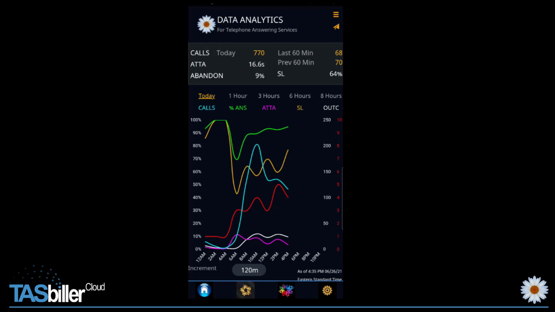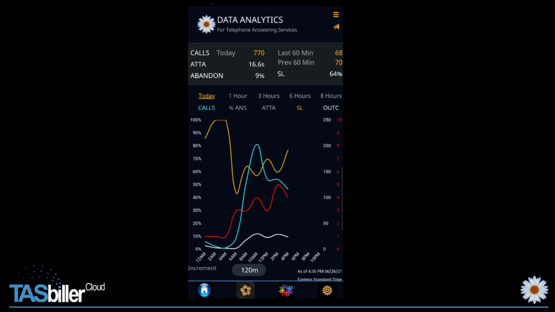If this is too much spaghetti going on here for you, you can turn off these lines. These rows slide back and forth. So if you want to turn off, say, percent answered and average time to answer, those are the lines that I like to see. Outbound calls is always a small number relative to inbound calls, so it's always down toward the bottom and out of the way.